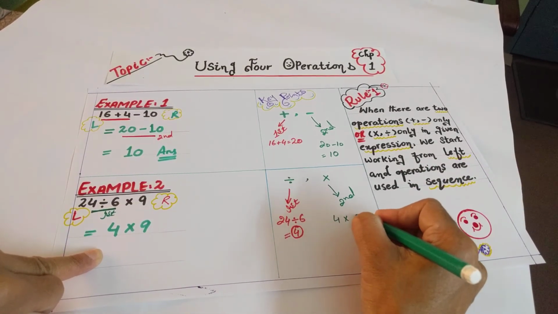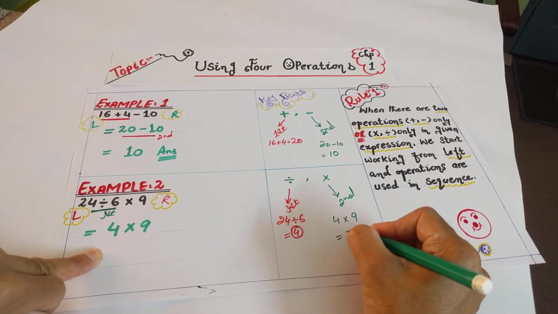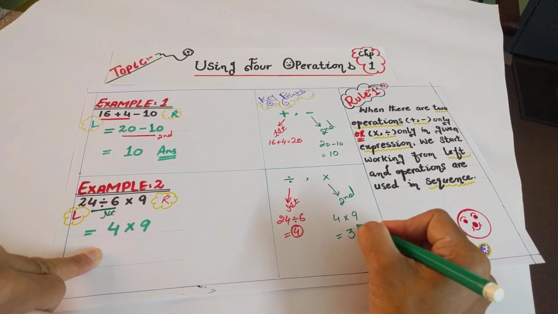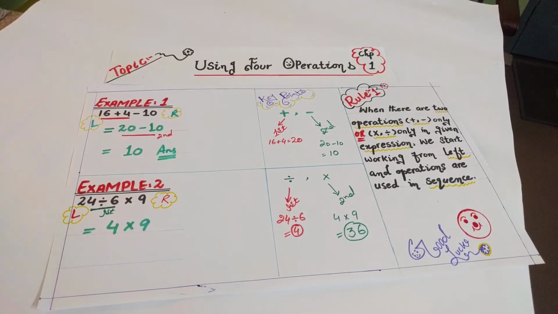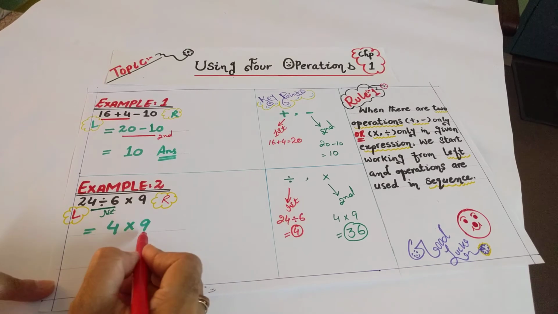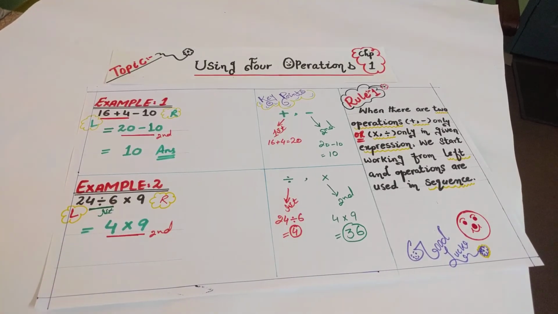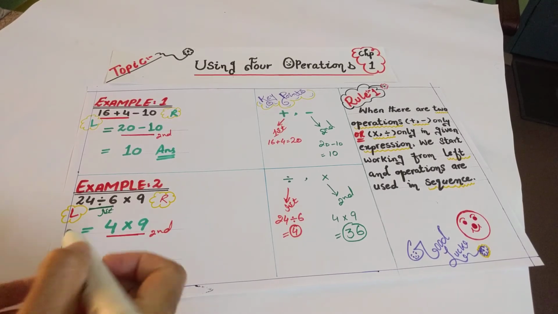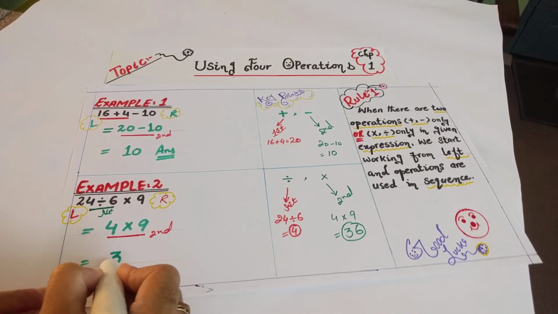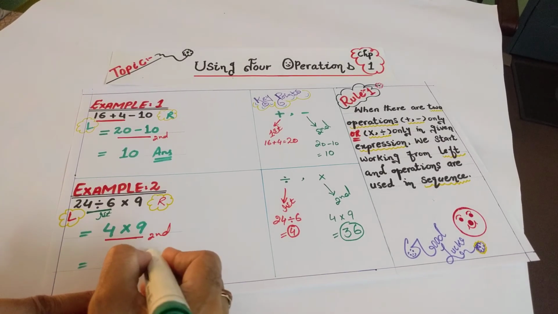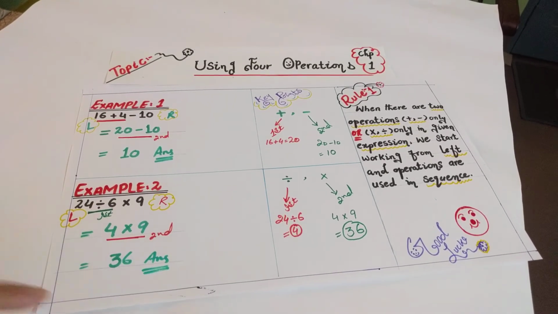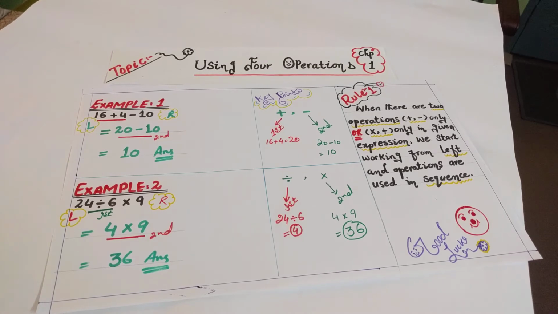4 multiplied by 9. 4 nines are 36. So in the second position, when we solve multiplication, our answer is 36. 4 nines are 36. So this 36 is our answer. Clear? So this was all about using 4 operations.